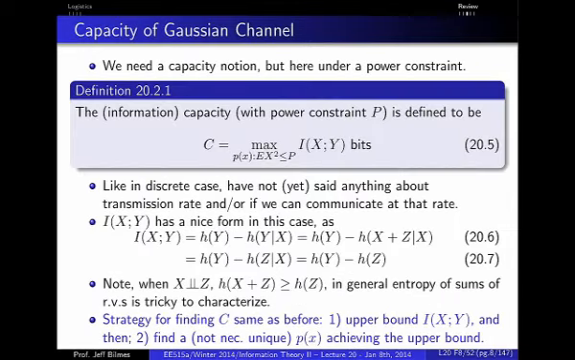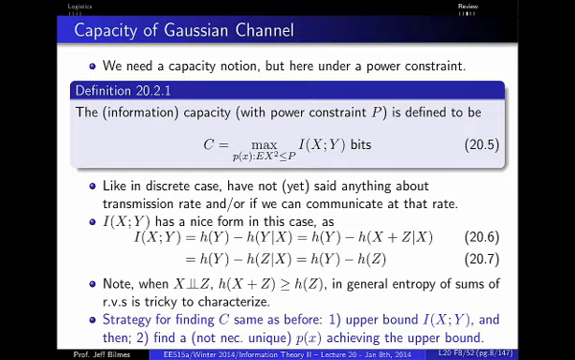Then we define the notion of an information capacity, which, similar to last quarter, isn't yet something that puts a limit on how much information we can communicate per channel use. In other words, we don't yet know if this is a bound on our rate. But as you can probably guess, it will be a bound on our rate.